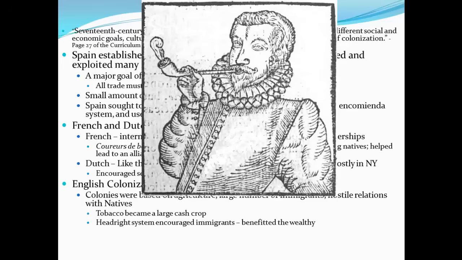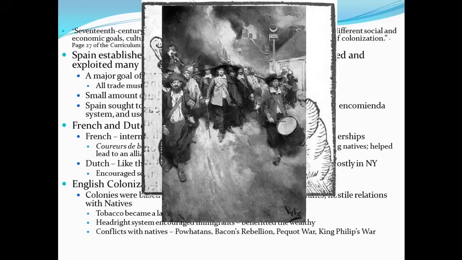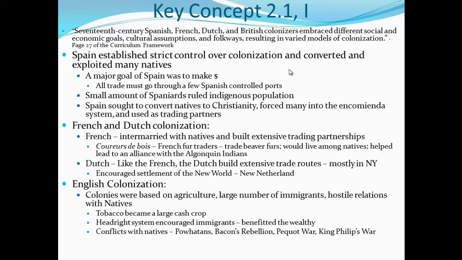And this benefited the wealthy because if you would pay for the passage of an indentured servant, you would gain 50 acres of land. So the headright system encouraged indentured servants, and it encouraged wealthy to get more land. The English also saw many conflicts with Native Americans. The Powhatans, Bacon's Rebellion, which this is a picture of, in which Bacon and a bunch of poor whites led a rebellion against the governor in Virginia. We also have the Pequot War and King Philip's War as well. All examples of conflicts with Native Americans.